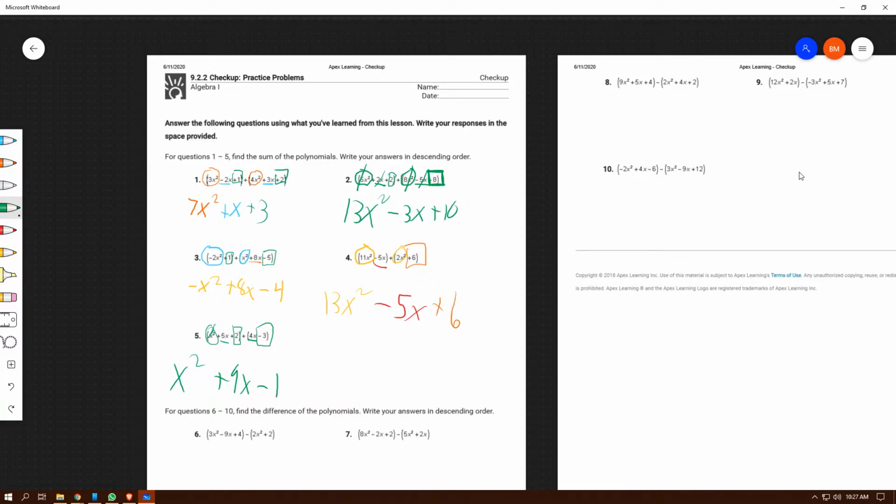So all I did for all of these, I'm just combining my like terms. I'm determining my like terms by my exponents, and then I'm adding and subtracting my coefficients, whatever I'm supposed to do, and the exponents stay the same. I'm just changing the coefficients.